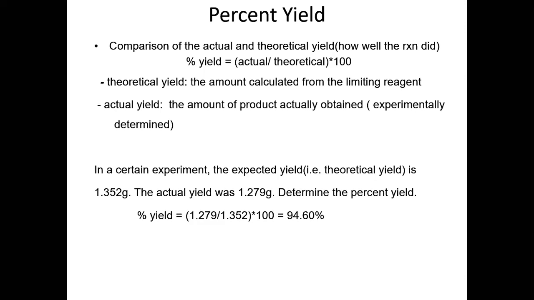So again, I would say the majority of the time, your percent yield, especially in textbook problems, should be less than 100%. So if you did a problem and you got over 100%, the first thing I would recommend is checking your calculations. So now we'll look at some examples with percent yield.